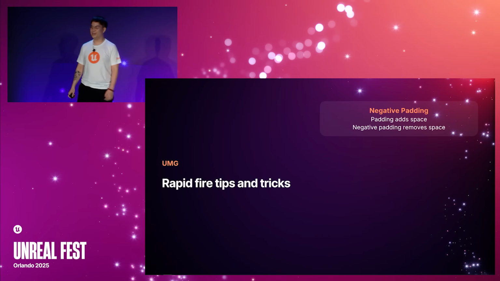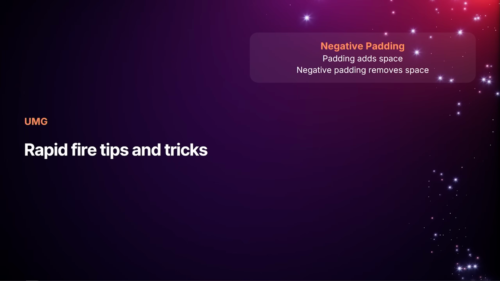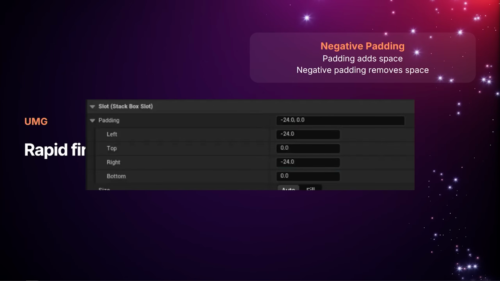Okay, first one. We know that padding adds space between elements, but did you know that negative padding removes space between elements? You cannot drag the slider to a negative value, so try typing a negative value inside padding. That removes space between widgets.